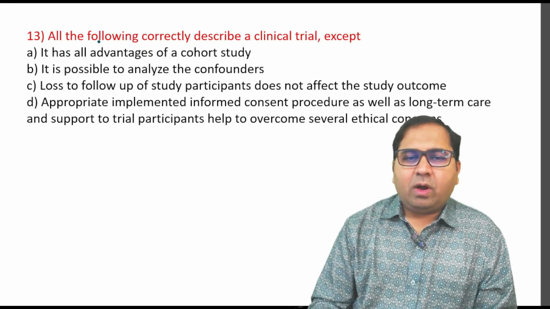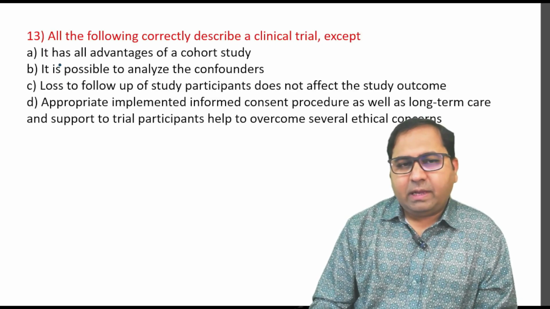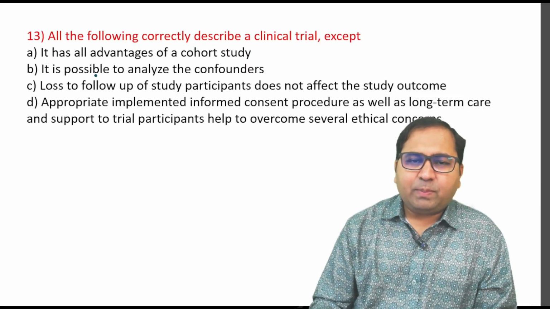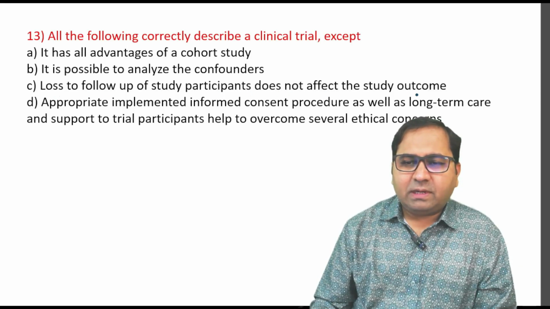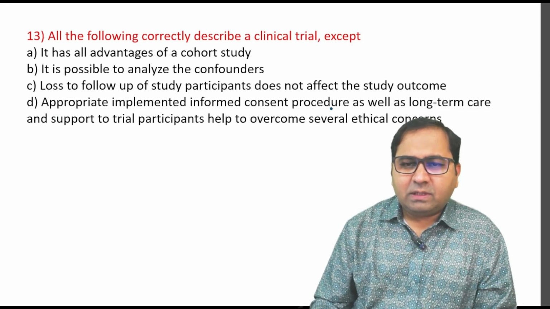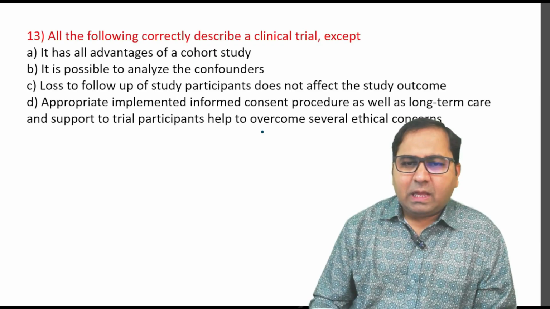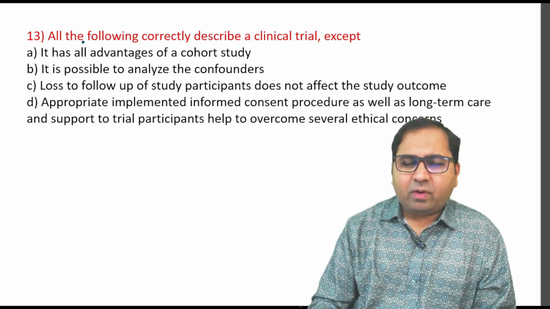Next question. All the following correctly describes a clinical trial except. The options are as follows. A. It has all the advantages of a cohort study. B. It is possible to analyze the confounders. C. Loss to follow-up of study participants does not affect the study outcome. Or D. Appropriate implemented informed consent procedure as well as long-term care and support to the trial participants helps to overcome the several ethical concerns. So, of all the following correctly, one is wrong.